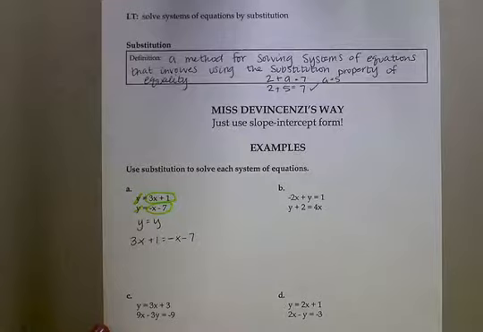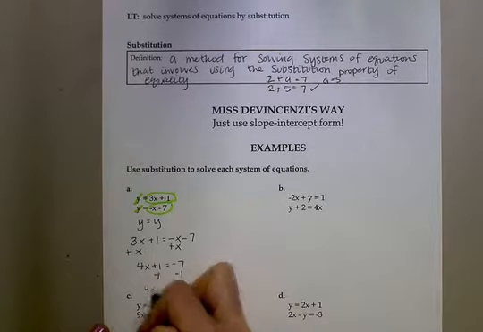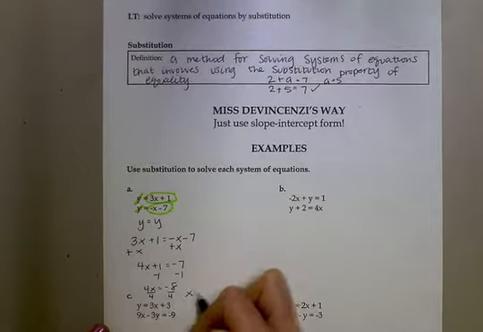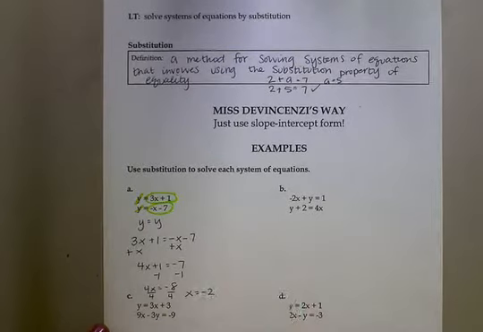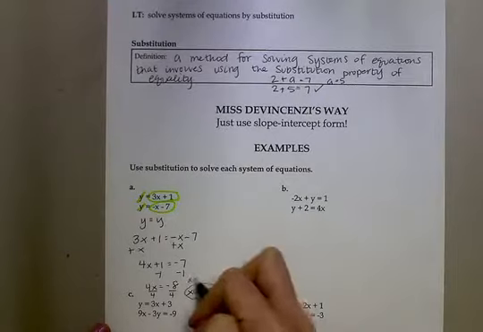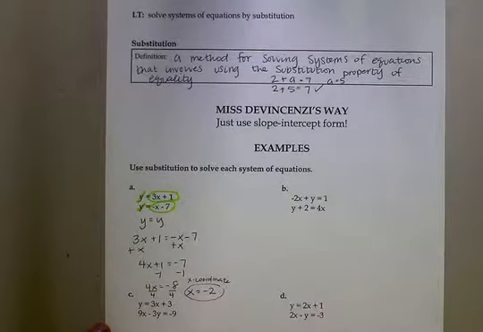Now we have a single variable equation. We know how to solve this, so let's go ahead and solve it for x. So we find that x is equal to -2. This means our x-coordinate is going to be -2. In a coordinate pair, we have an x-coordinate and a y-coordinate. So if our x-coordinate is -2, we need to find our y-coordinate.